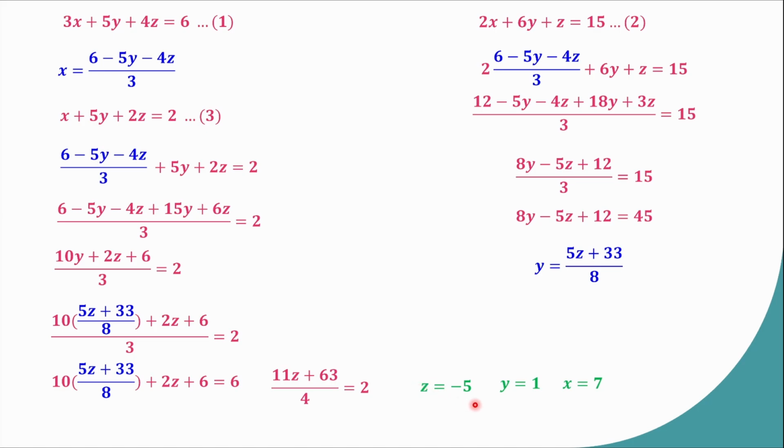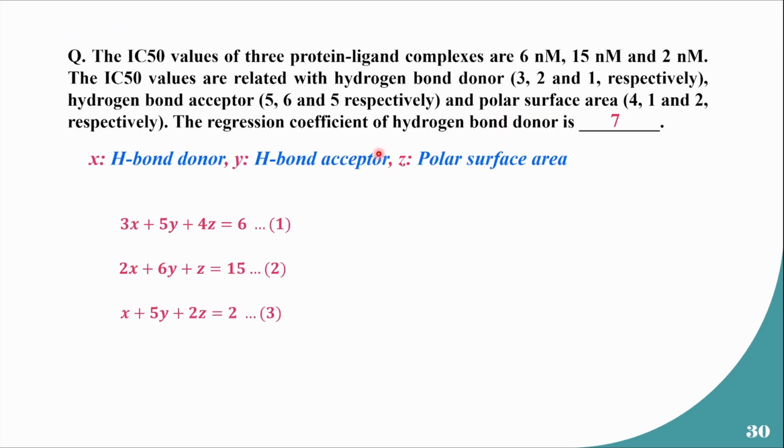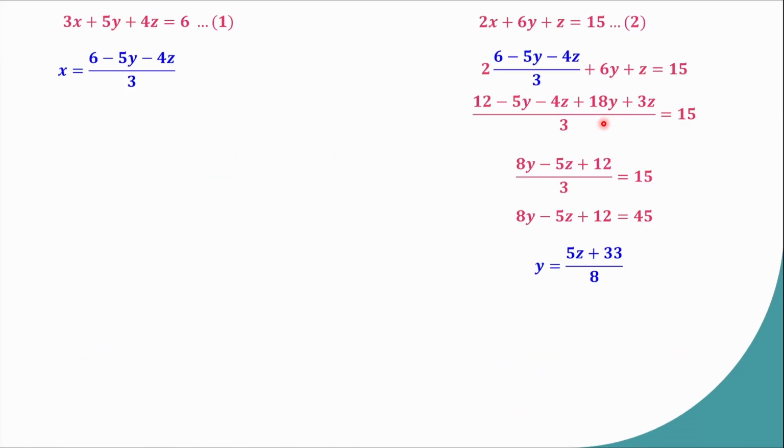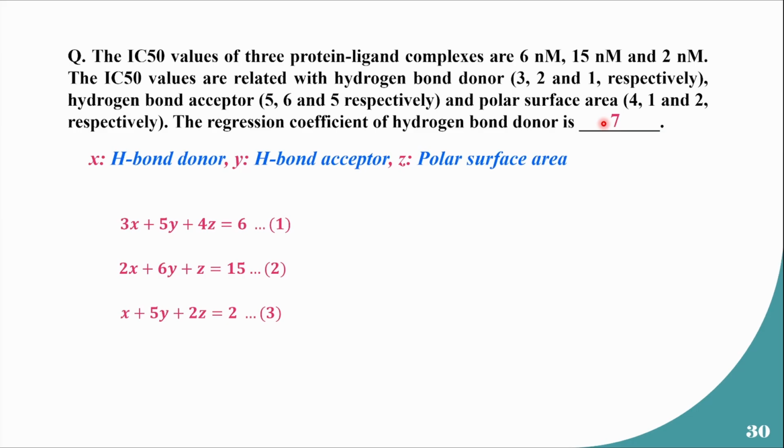So in this particular case, if you try to solve it, it would be z equals minus 5, y equals 1 and x equals 7. And then in our earlier cases, we see that the question was asking the regression coefficient for hydrogen bond donor. So in this case, since x was the hydrogen bond donor, we can say, okay, so the coefficient for hydrogen bond donor will be 7. Okay. So that's how basically you do it. If you get this kind of questions in the assignments and exams, you have to do it in this way.